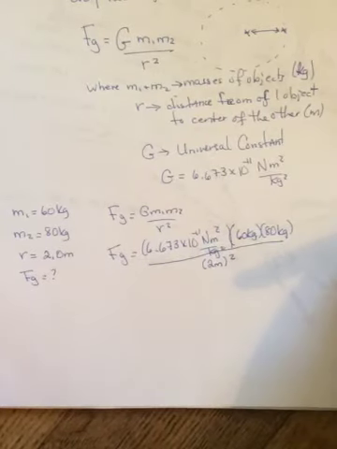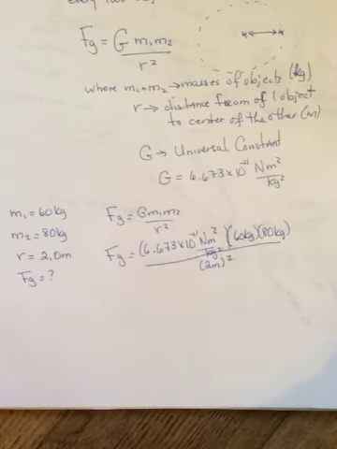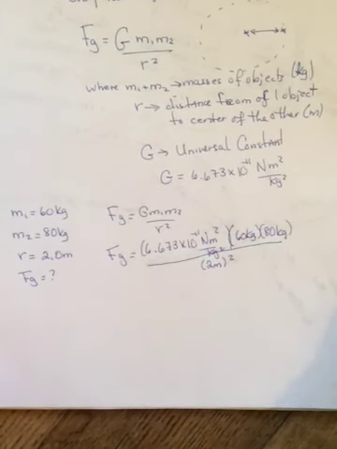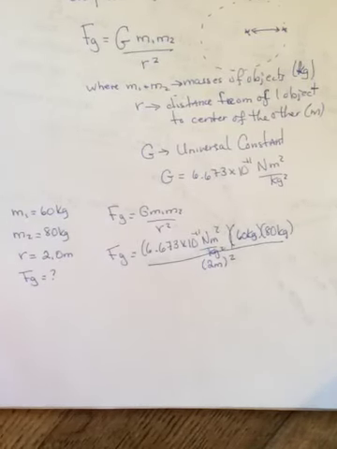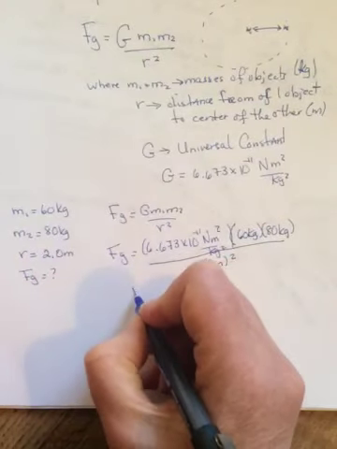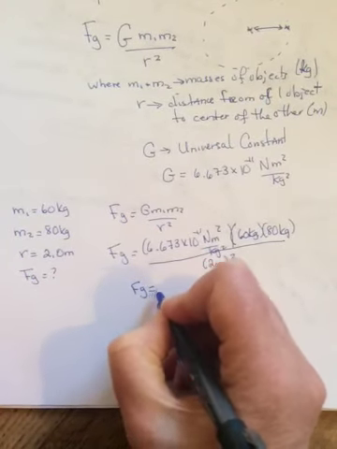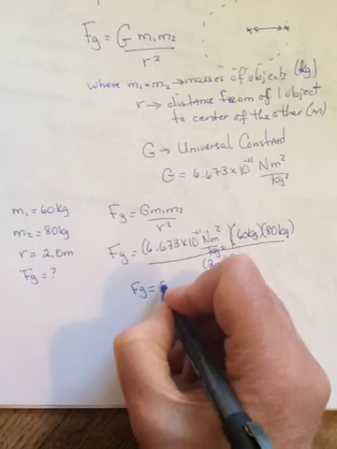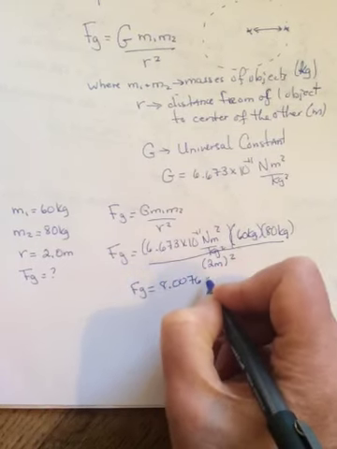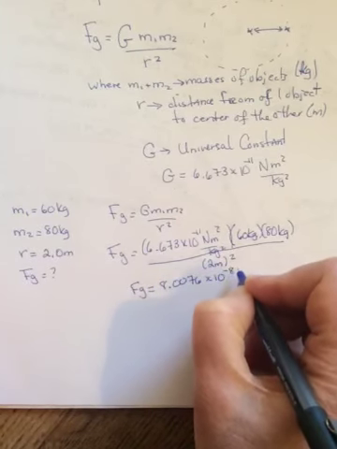Okay, so maybe pause the video for a second and type that in. And I had it typed in and I just cleared it. 6.673 to the negative 11 times 60 times 80 divided by 4. Okay, and what you should get, if you can do scientific notation in your calculator correctly, is 8.0076 times 10 to the negative 8.